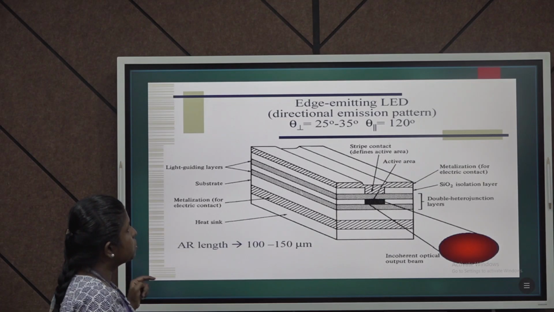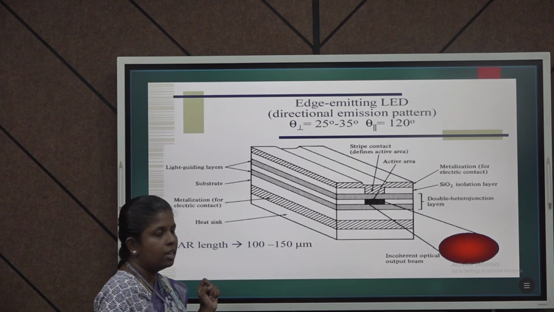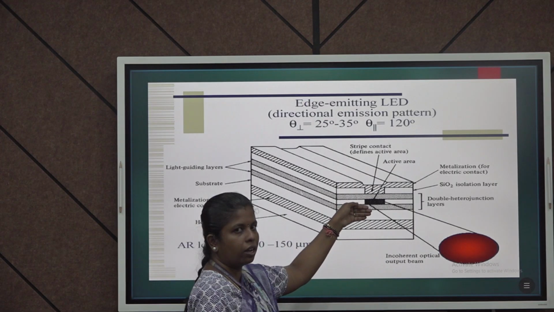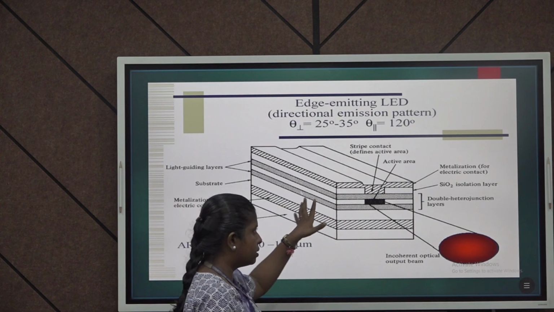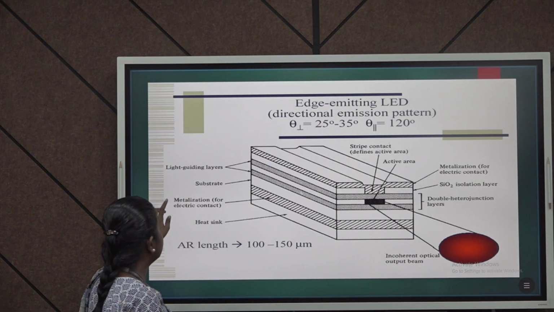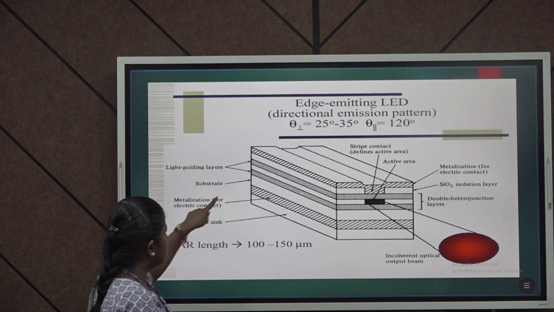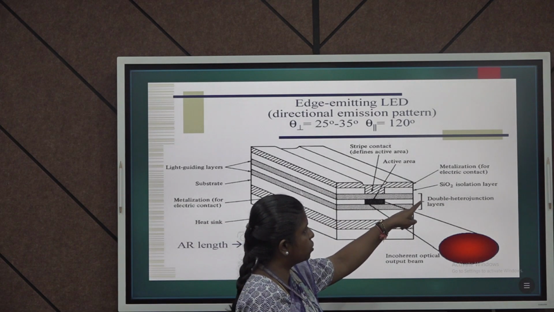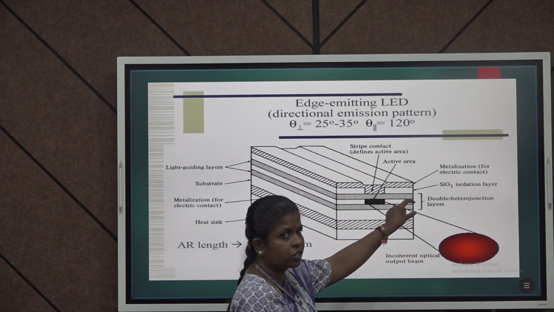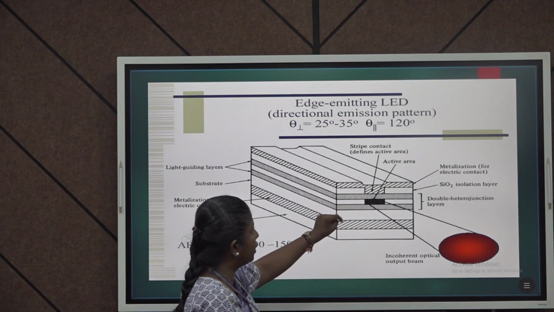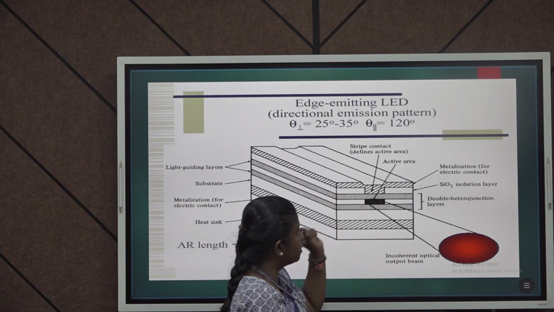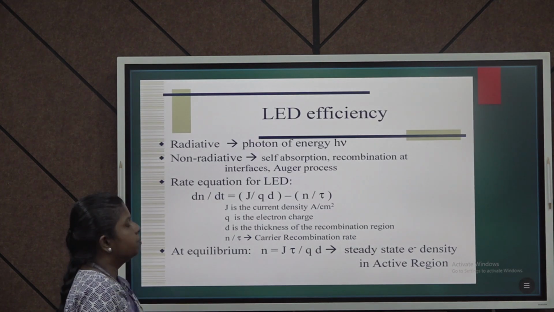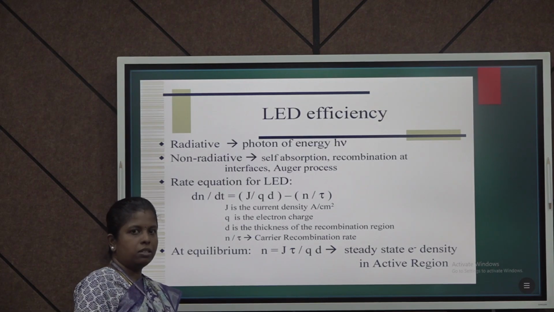And here it shows the detailed diagram of an edge emitting LED, where you can see the edge emission is at the ending or edge of the LED, and the same layers like light guiding layers, and this is the substrate, and this is the metallization for an electrical contact, and this is a SiO2 isolation layer, and this is a double heterostructure layer, and this is a metallization for an electric contact, and this is the active layer where the fiber is being coupled for the entire light guiding process.